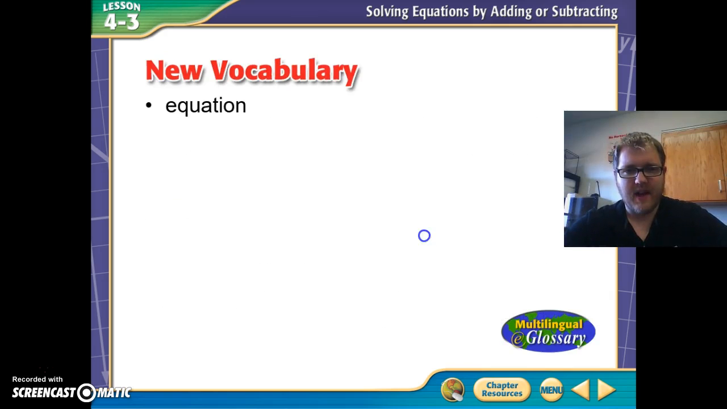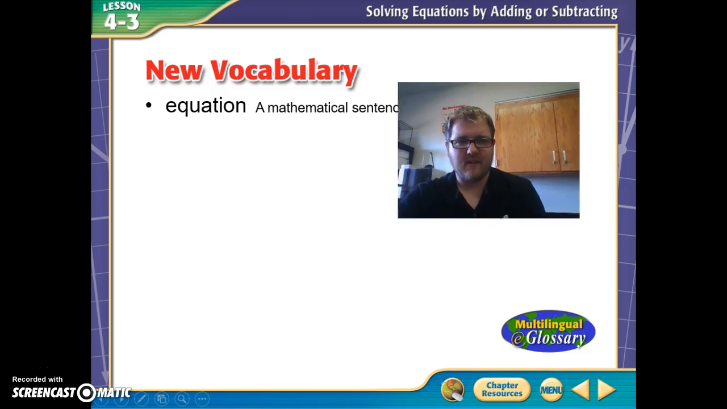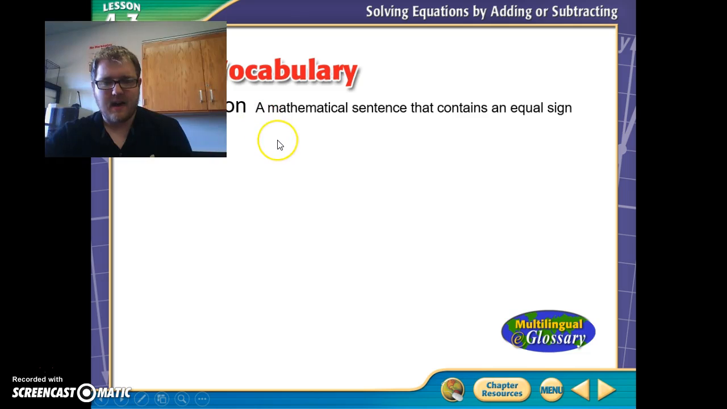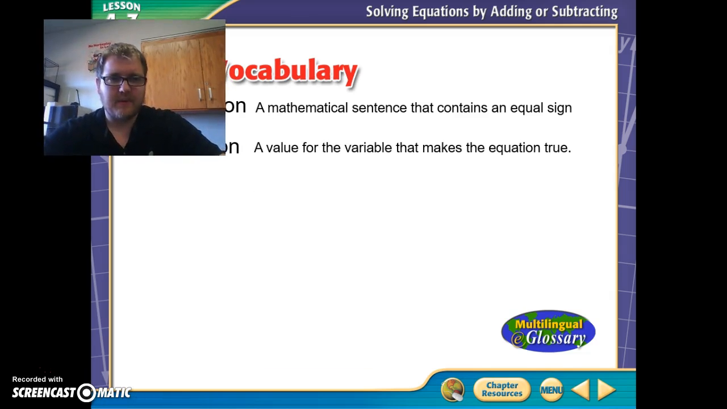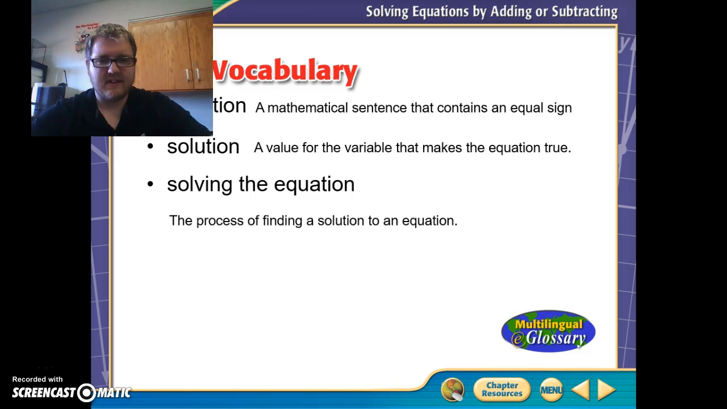So just some vocabulary you want to make sure you're familiar with. An equation is any mathematical sentence that contains an equal sign. So when we set two things equal to one another, we're balancing them. That's our goal. We're going to balance these equations. A solution is a value for a variable that makes an equation true. So if both sides are equal to each other, that's the solution we put in for a variable. Solving the equation is that process of finding a solution.